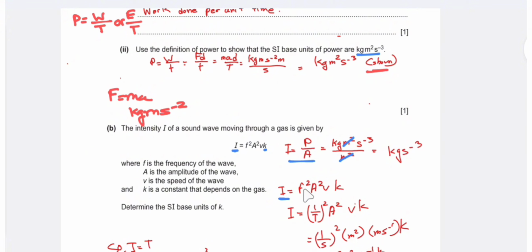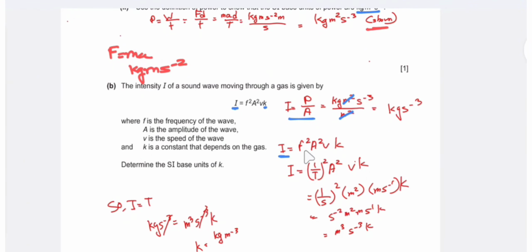Now, what is the SI base unit for frequency, amplitude, and velocity? Frequency is equal to 1 by time period. So 1 by time period square, then amplitude square, v and k. The SI base unit of intensity is kg per second cube. For 1 by time square, it is 1 by second square, since the SI base unit of time is second.